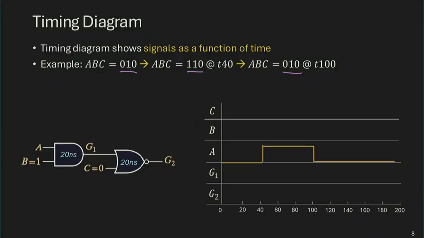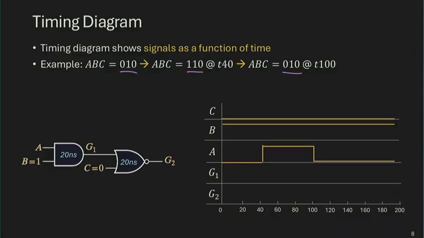In this case, B stays at 1. So I'm going to draw B at the high level throughout my evaluation period. C remains a 0, so C will just stay at 0. That's how you represent these three input signals in the timing diagram.